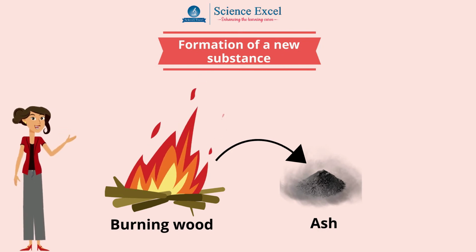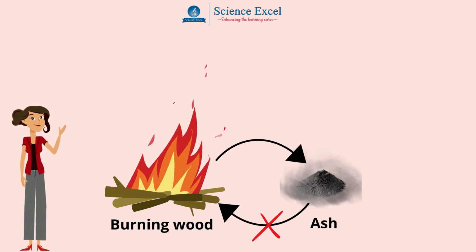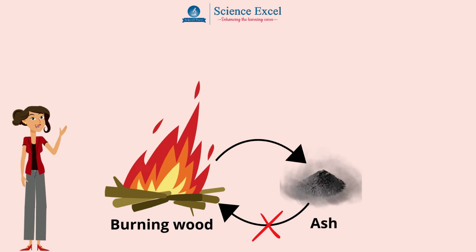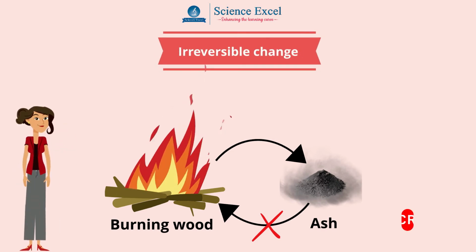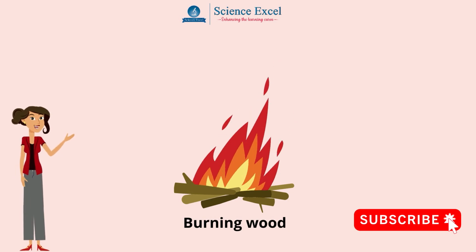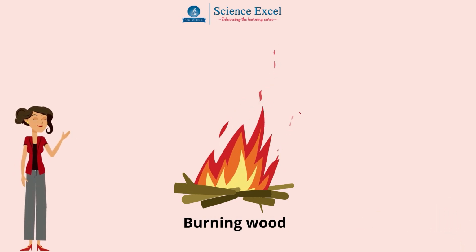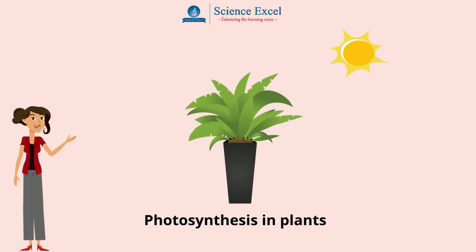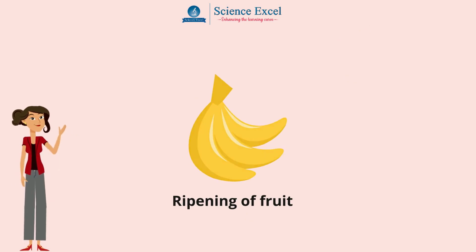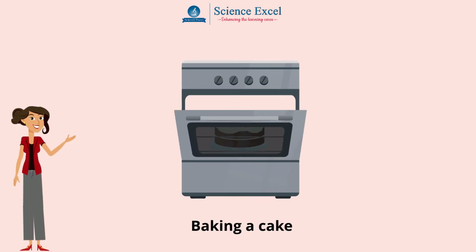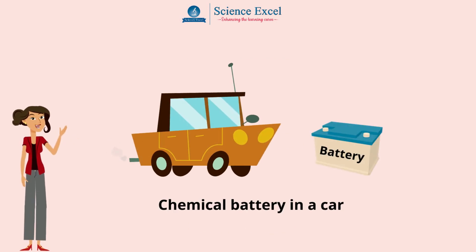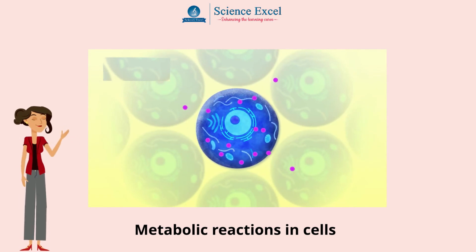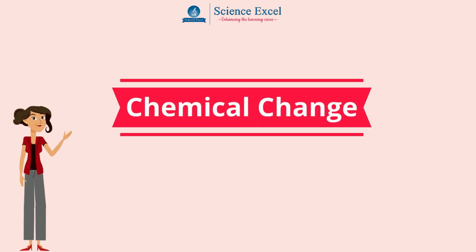Even when the burning is stopped, the ash cannot be changed back into wood. This shows that the formation of ash from wood is a permanent and irreversible change. At the same time, energy is also released when wood is burnt in the form of heat and light. Photosynthesis in plants, ripening of fruits, rotting of eggs, baking a cake, chemical battery in a car, as well as various metabolic reactions that take place in the cells are all examples of chemical change.